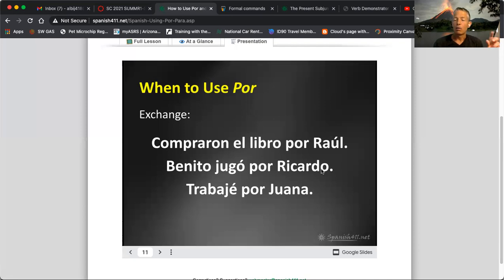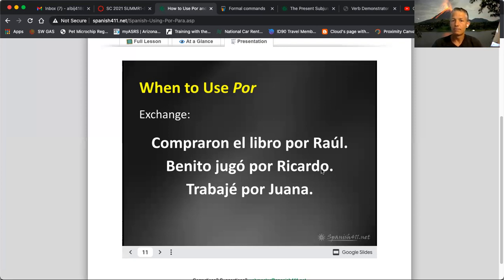Trabajé por Juana. I worked in place of Juana, okay? I didn't work for her and she paid me. I worked for her as in I substituted her, okay? So if I were to say trabajé para Juana, that would mean that Juana was my boss and she paid me. Versus trabajé por Juana means I came in and I replaced her. So she has this job and she's sick and I came in and replaced her and I did her job in her place.